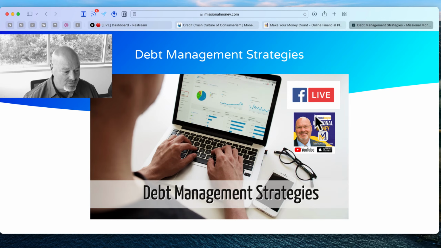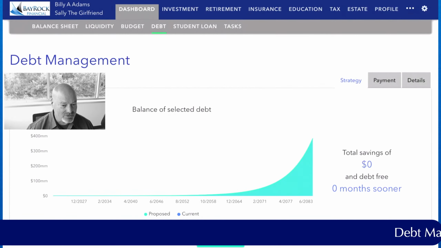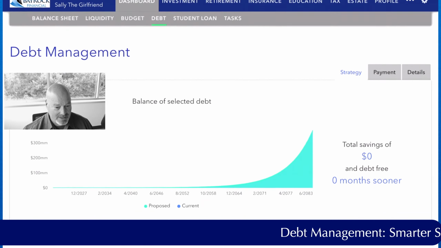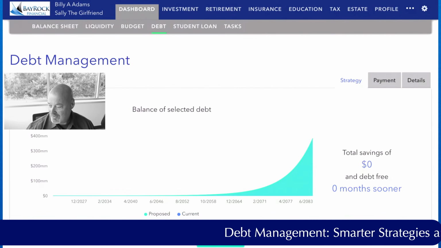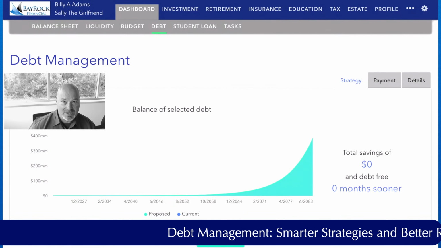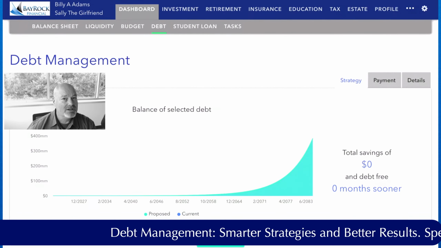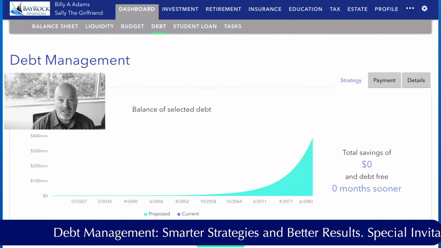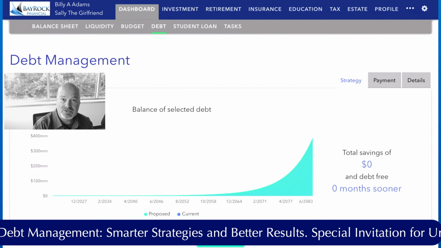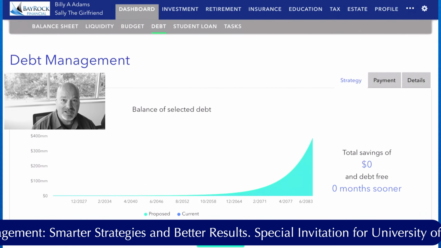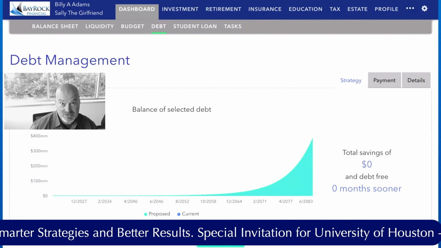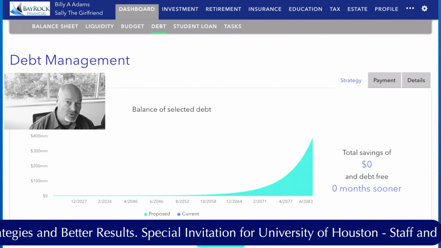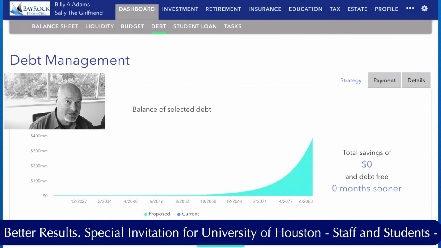So I'm going to jump over to the iPad here, if I can do that real quick. I think we got the iPad, and yeah, there we go. So this is the same case. This is the actual financial planning portal that we use with the students at the University of Houston and with our clients at Bayrock. This is the tool that you will use when you enroll in the course at missionalmoney.com.